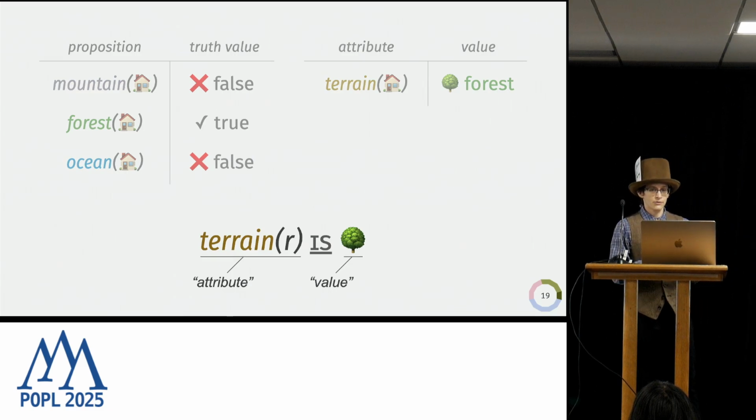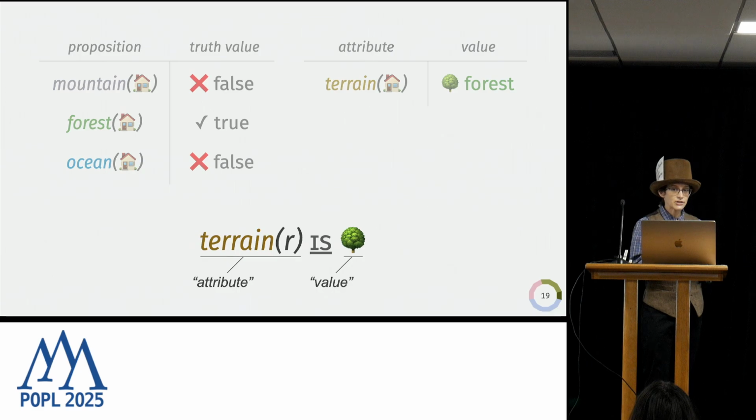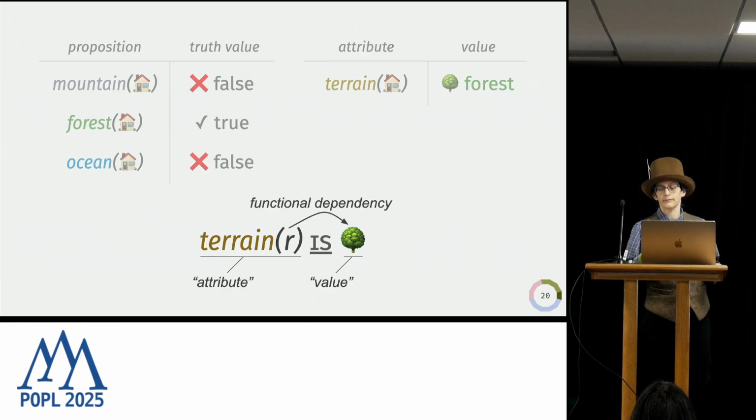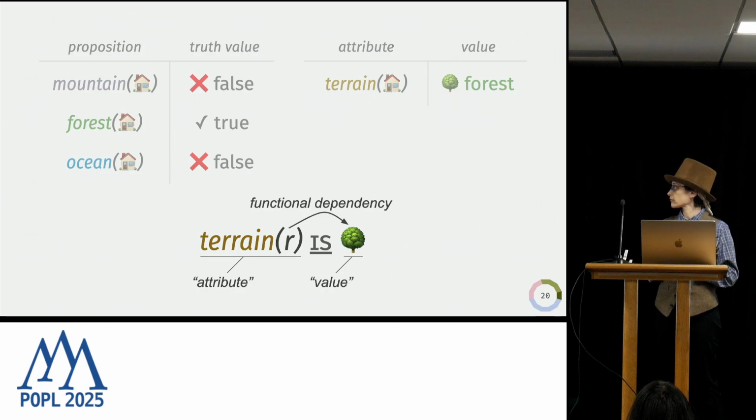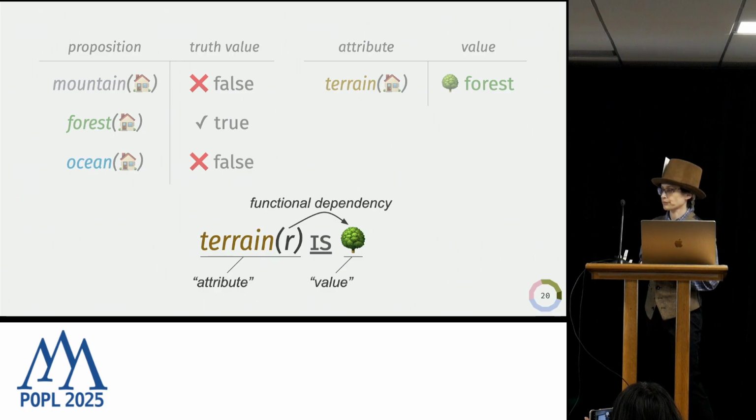And we'll write this as the terrain of region is forest, where the "is" here is just syntax. But critically, what we want is that each attribute, so in this example, the terrain of each region, can only ever have one value at a time. So that's actually totally reasonable from a datalog perspective. What you're saying is that terrain is a two-place relation with a functional dependency from the first argument, the region, to the second argument, the terrain type.